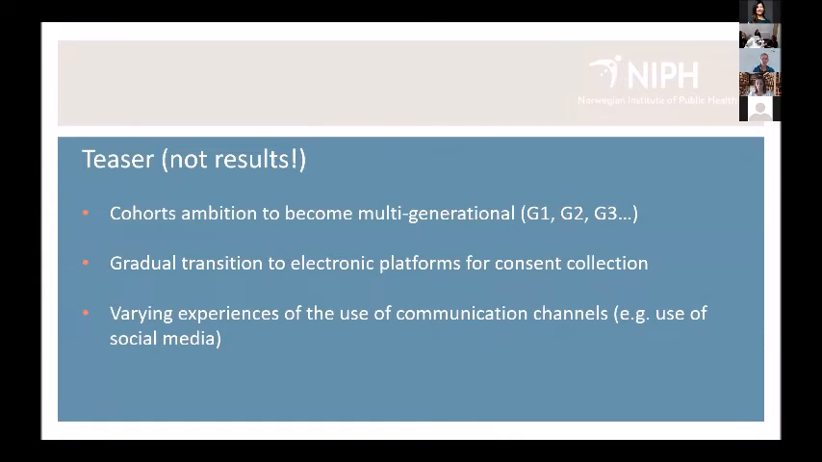The cohorts seem to have varying experiences regarding the use of communication channels, and this applies in particular to social media. I cannot tell you more right now, but as we've heard from the discussions, it seems that some social media are working better than others.